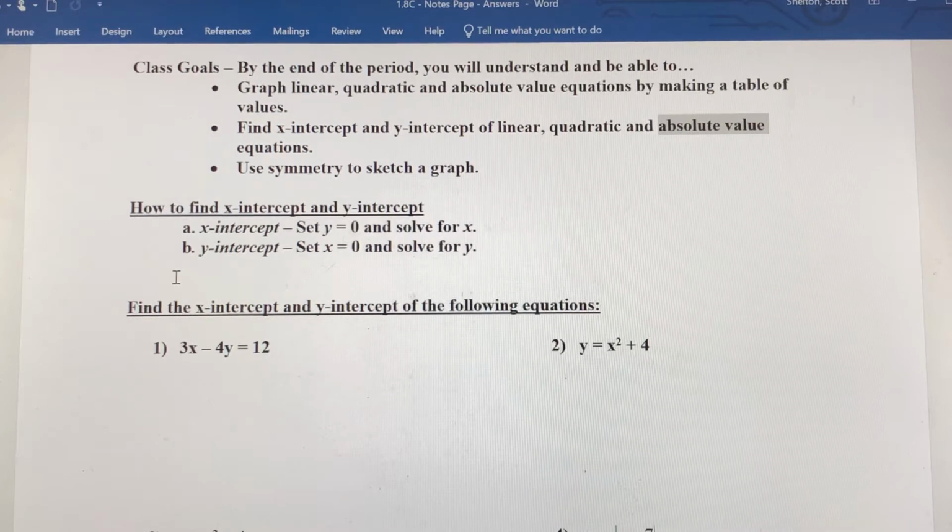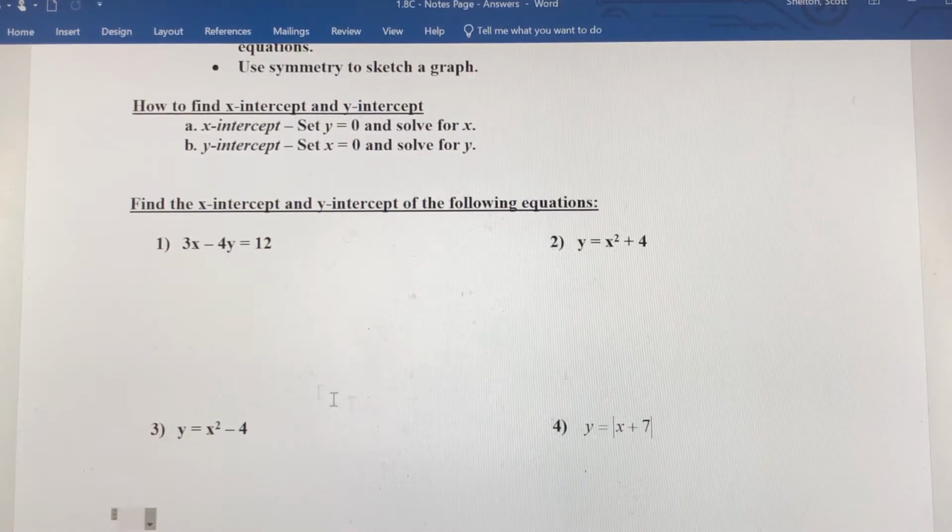So think back to Algebra 1. One of the things you should have learned is that to find x-intercepts, you set y equal to 0. You replace y with 0, and you solve the resulting equation for x. To find the y-intercepts, you replace x with 0, and you solve the resulting equation for y, okay?